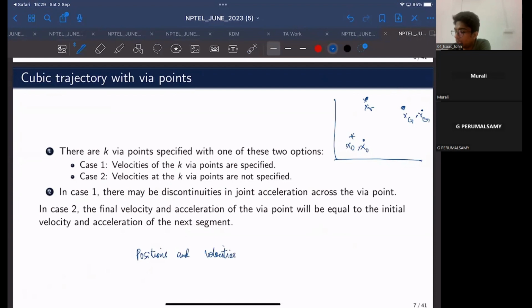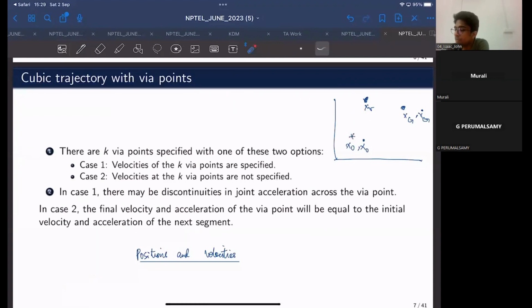Right? You can only control positions and velocities. And if you end up specifying a velocity for a via point, it could lead to some different acceleration compared to a naturally occurring acceleration between x0 and xv. Because naturally occurring, we cannot control the acceleration. So the naturally occurring acceleration would be something else, right?